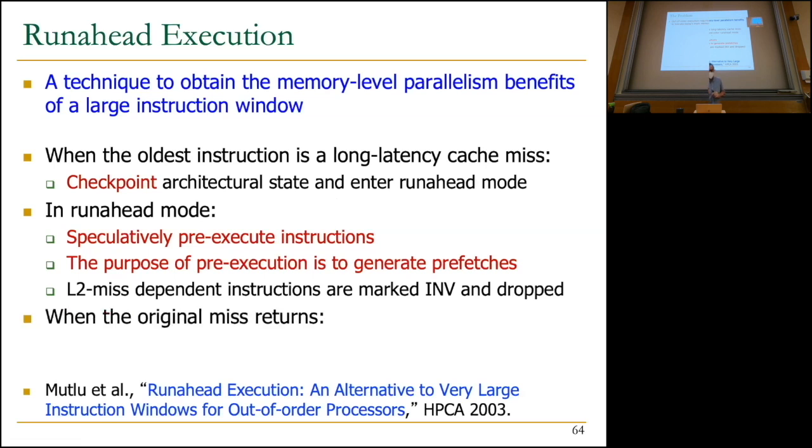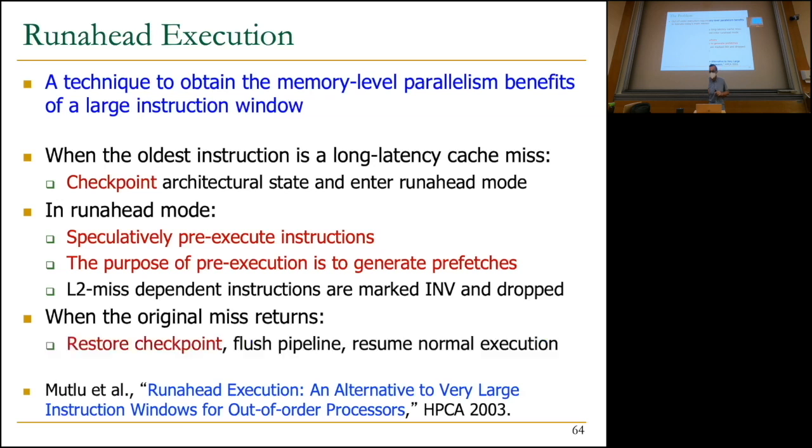Okay? And when the original miss that caused entry into that mode returns, the processor restores an architectural checkpoint. That's the register file, the program counter, and whatever architectural registers you may need. It flushes the pipeline, and resumes normal execution from the load that missed, that caused entry into this mode. Basically, architecturally, nothing has happened. But microarchitecturally, you hopefully prefetched a lot of data into the caches. That's the idea. So instead of stalling, you prefetch data into the caches.